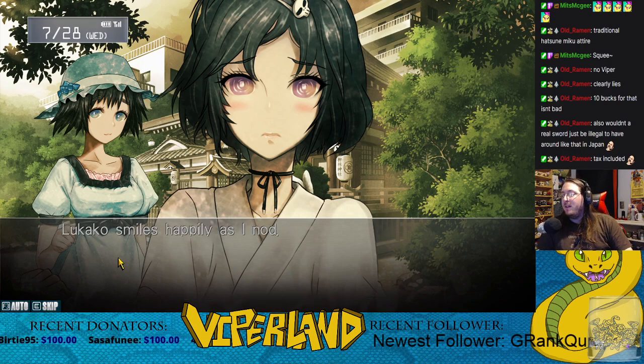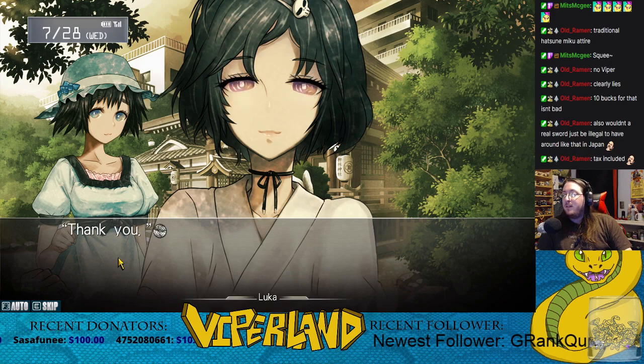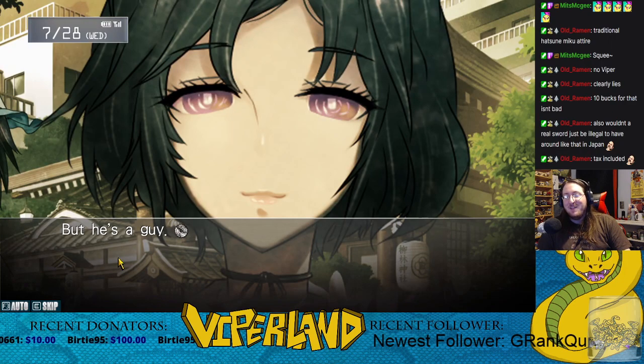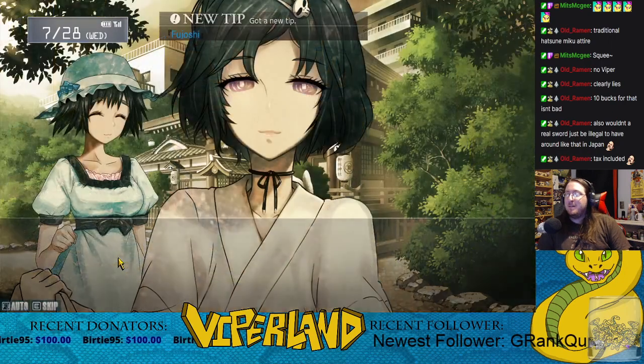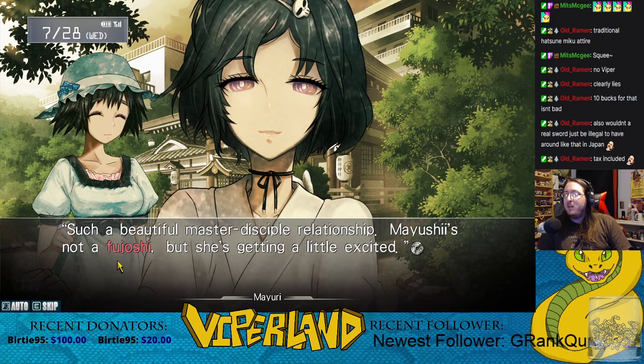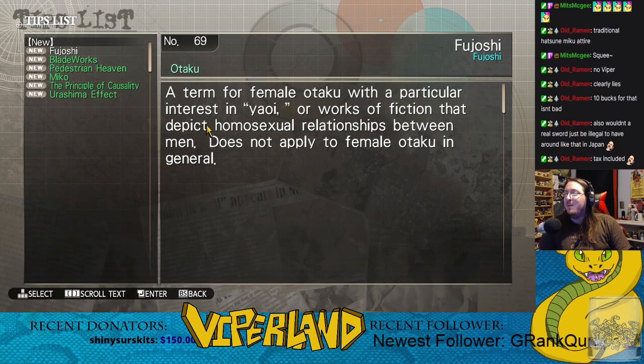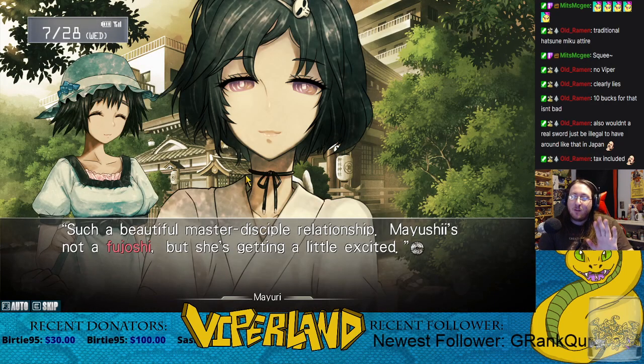Lukako smiles happily as I nod. Thank you. Such a lovely smile. But he's a guy. We get it. Such a beautiful master-disciple relationship. Mayuri is not a fujoshi, but she's getting a little excited. Term for female otaku with a particular interest in yaoi, or works of fiction that depict homosexual relationships between men, does not apply to female otaku in general. Very specific. Very specific.